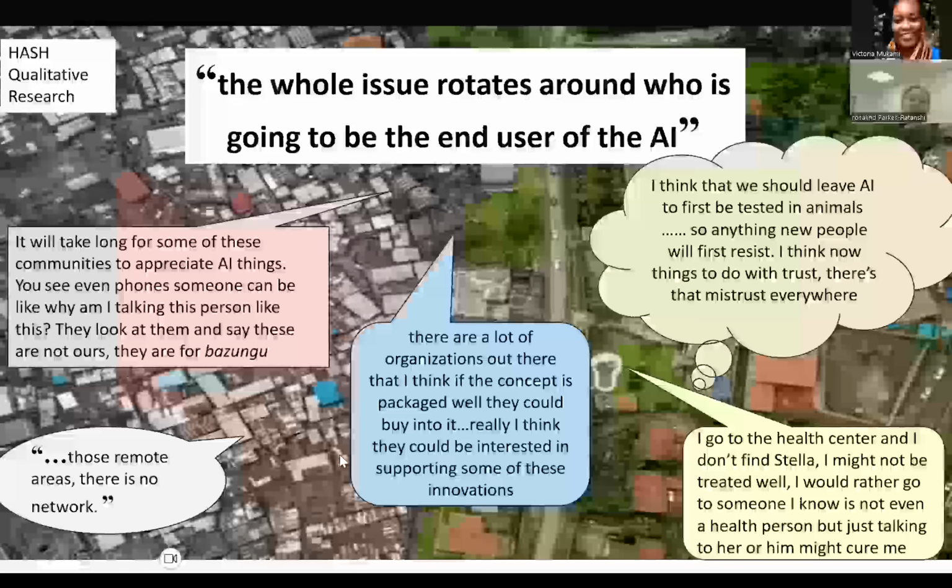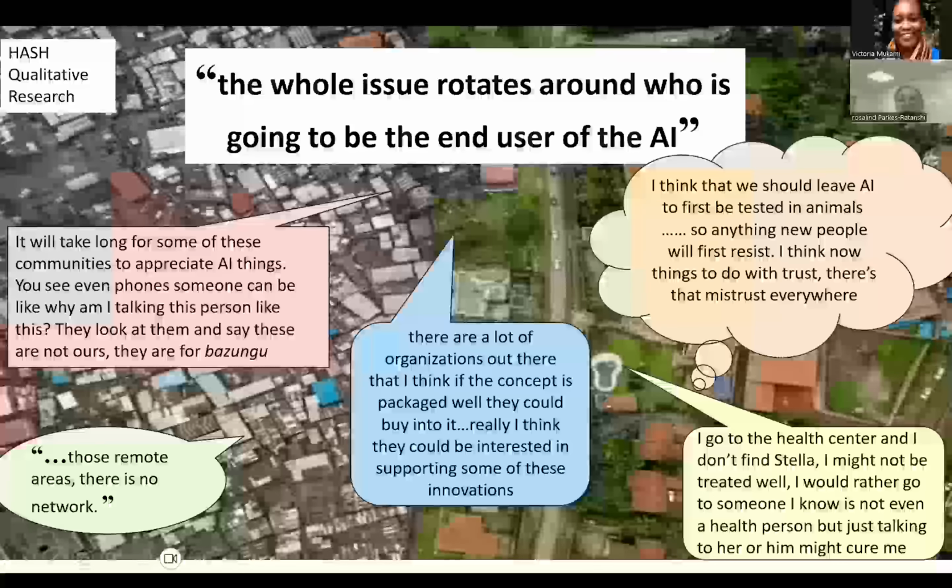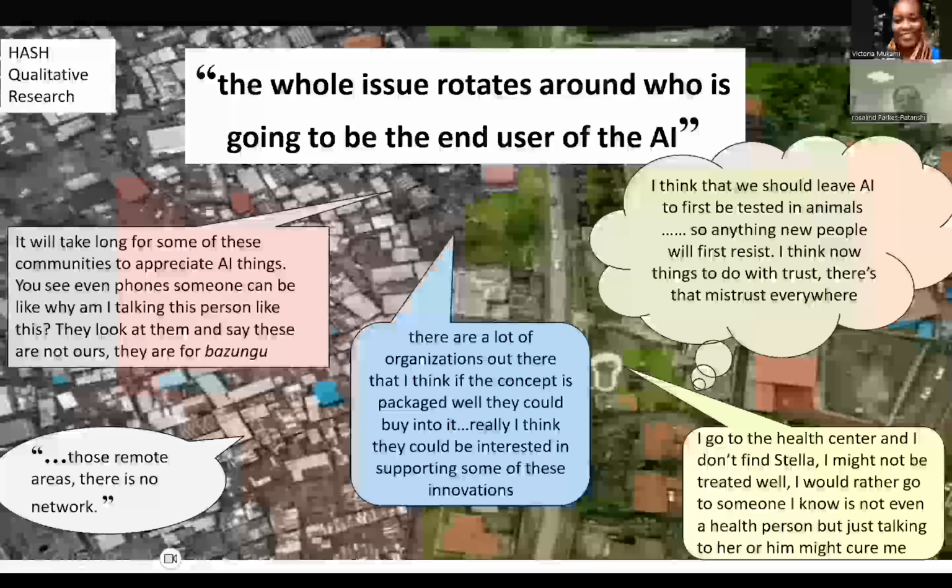And the reason that we've got this quote, the whole issue rotates around who's going to be the user of AI, is I hope that you can maybe see in the background, there's this road, and on one side of the road, there is this unregulated housing and these small, tightly packed, low-income housing. And on the other side of the road, there are these posh houses with these big gardens.